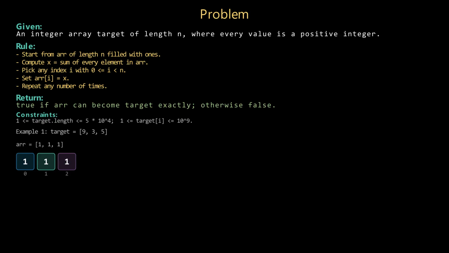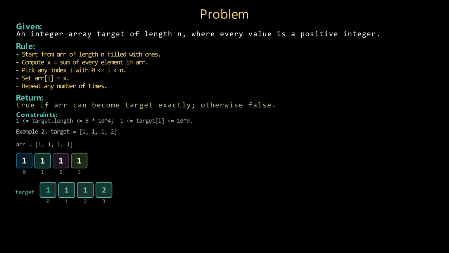Example 1 with target [9, 3, 5]. Start from 3 ones. Pick index 1 and replace it with the sum 3. Pick index 2 and replace it with the sum 5. Pick index 0 and replace it with the sum 9. We reach the target array. Output is true.